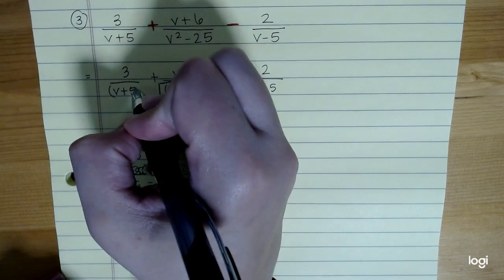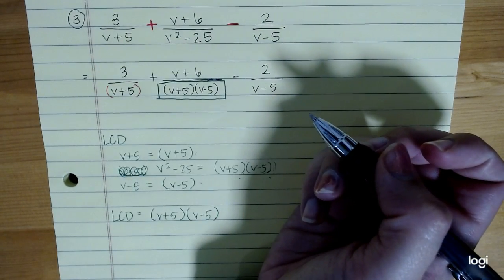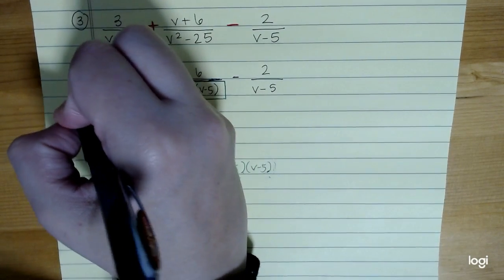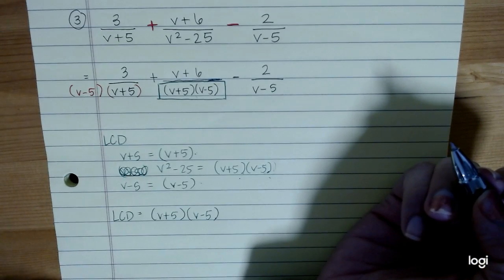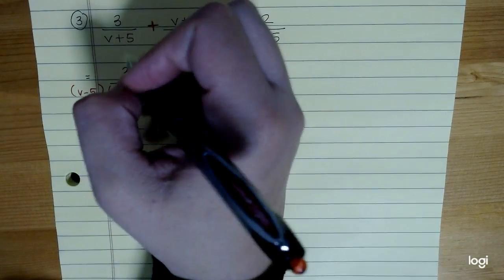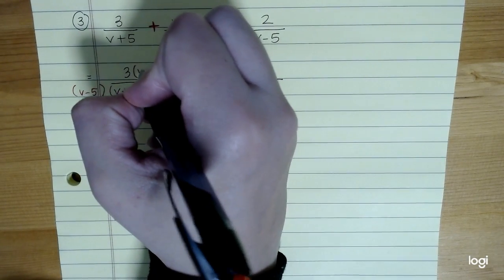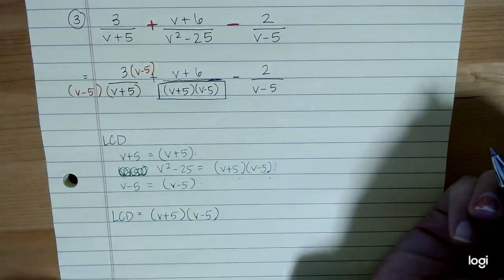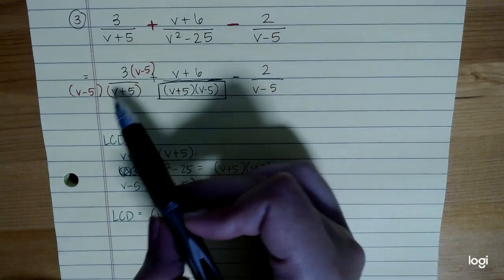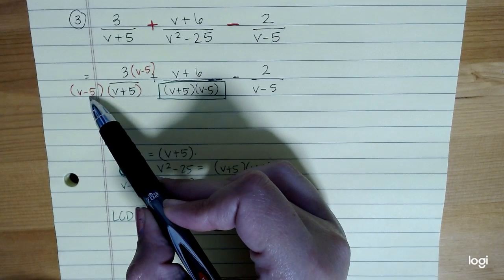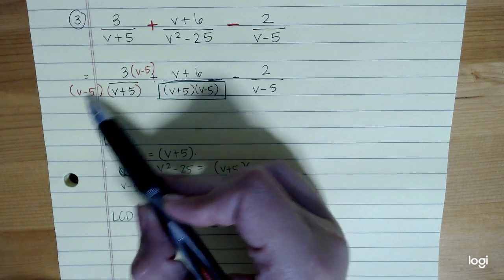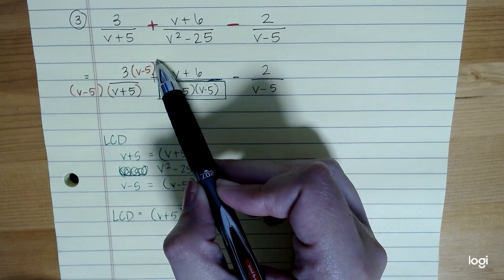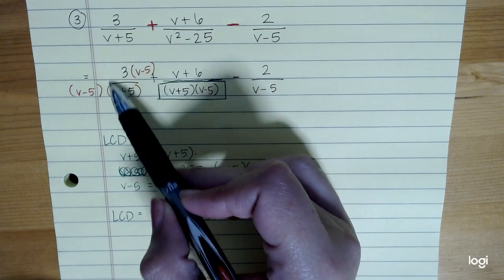So this denominator already has a v plus 5 factor. So it's just missing the v minus 5 factor. So I'm going to give it a factor of v minus 5 by multiplying by v minus 5. And then I also need to multiply that numerator by v minus 5. So remember, v minus 5 over v minus 5 has a value of 1.